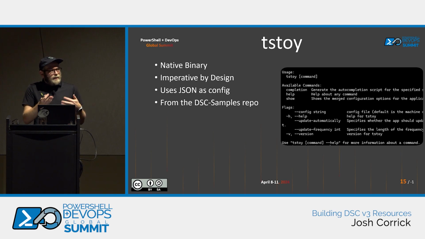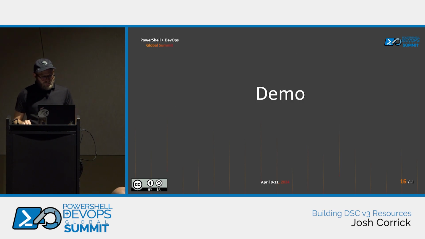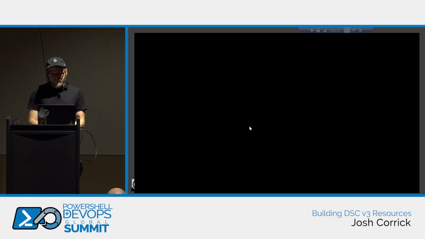This application is a little bit more modern, so it does use JSON as its backing config, but it doesn't understand JSON input or output, just like tzutil. So we have to think about how we interact with this binary. And again, it comes from the DSC samples repo. So let's go back to our lab.